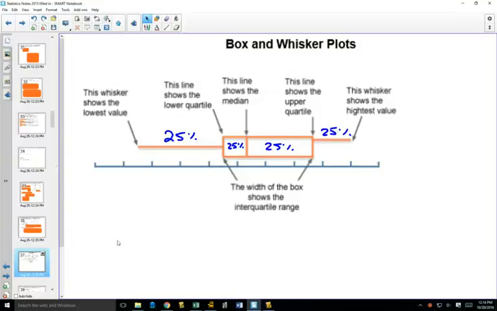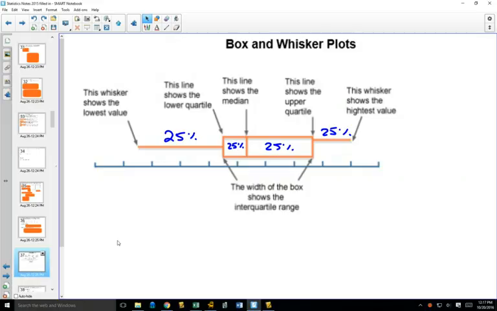So the reason it's called a box and whisker plot is because when you make it, there's a box in the middle, and then there's two lines off to the sides, which I guess look like whiskers. And so we'll call it a box and whisker plot. I guess it could have been called a box and two line plot, but that doesn't sound nearly as exciting or as descriptive as a box and whisker plot.